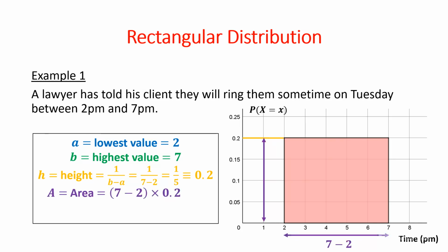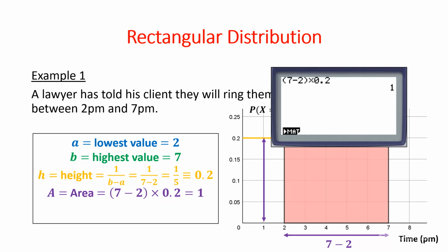Now the area, let's do a quick check. The area does add up to 1. We know the area is base times height. The base is 7 minus 2 and the height is 0.2. And when we multiply base and height, we get an area of 1, which is what we want.